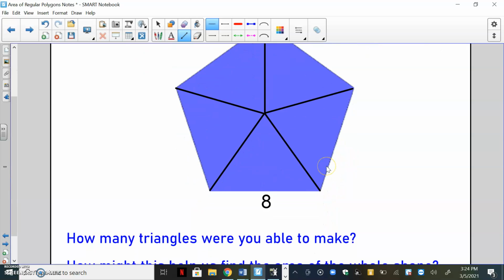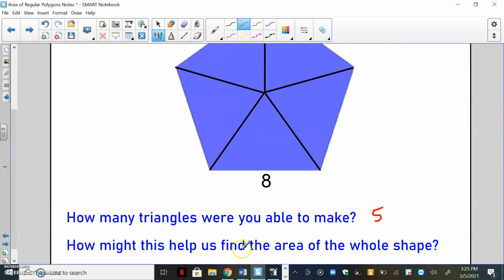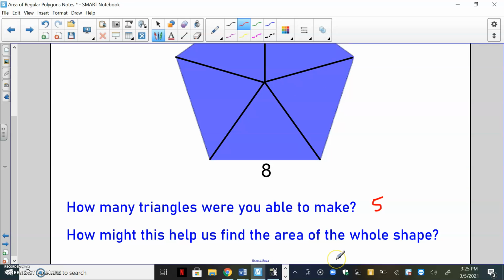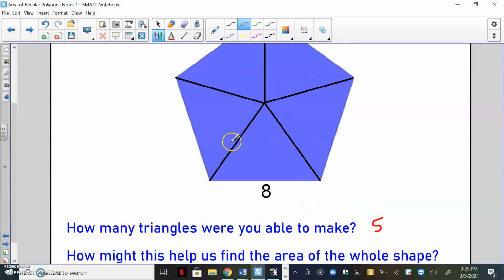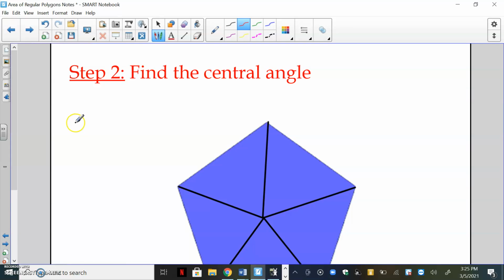How many triangles were we able to make? Well, 1, 2, 3, 4, 5 triangles. Just to get us thinking, how might this help us find the area of the whole shape? Well, if we were able to find the area of a triangle, then we can figure out the area of this whole thing, because this whole thing just consists of 5 of the same triangle.